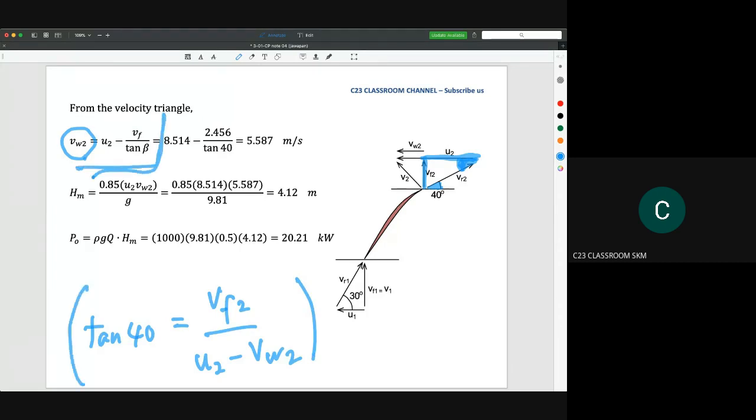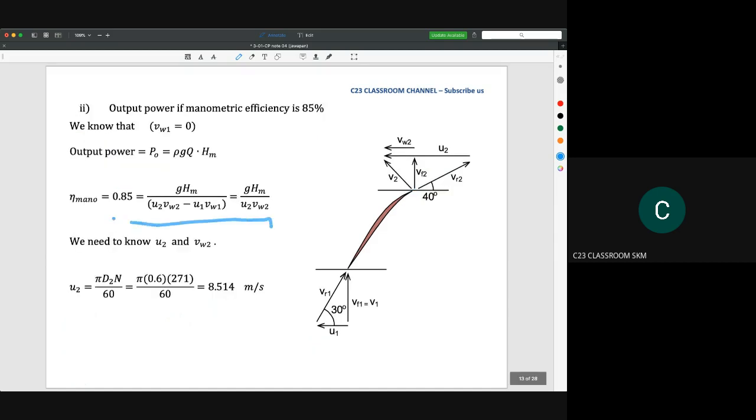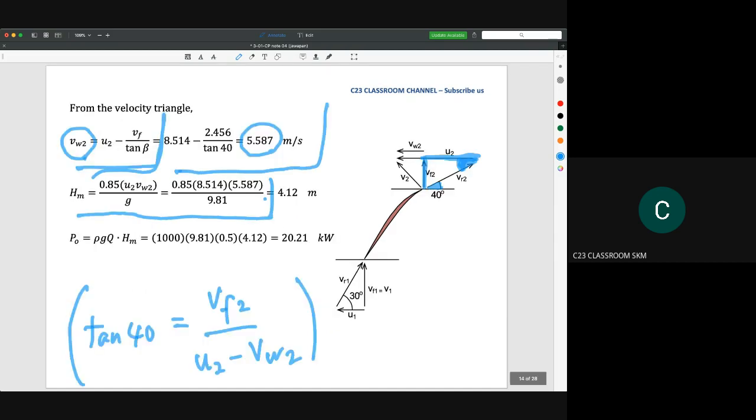Then you could substitute all the parameters. You will get the value of V2 is equal to 5.587 meter per second. Then you substitute everything into this equation. This equation actually comes from the previous equation here, so you rearrange it to get the value of manometric head. We could get the manometric head here as 4.12 meters.